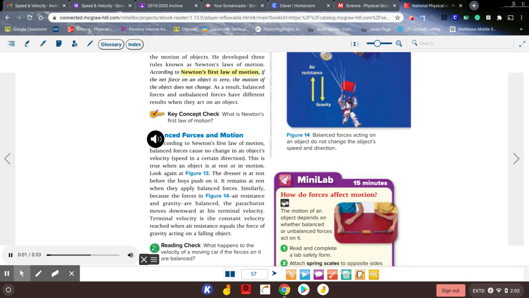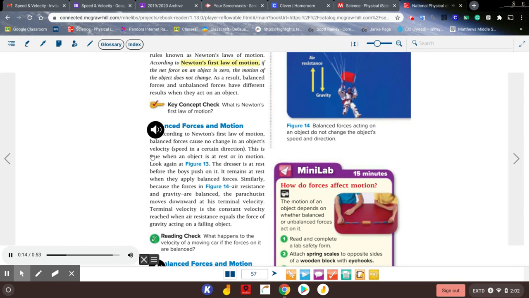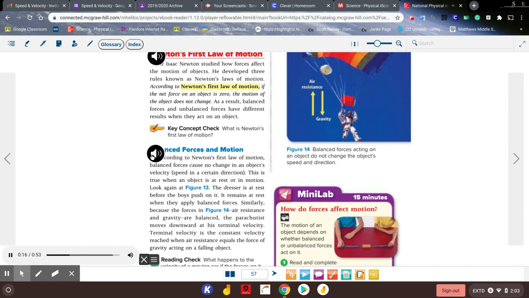Balanced forces and motion. According to Newton's first law of motion, balanced forces cause no change in an object's velocity, speed in a certain direction. This is true when an object is at rest or in motion. Look again at Figure 13. The dresser is at rest before the boys push on it. It remains at rest when they apply balanced forces.